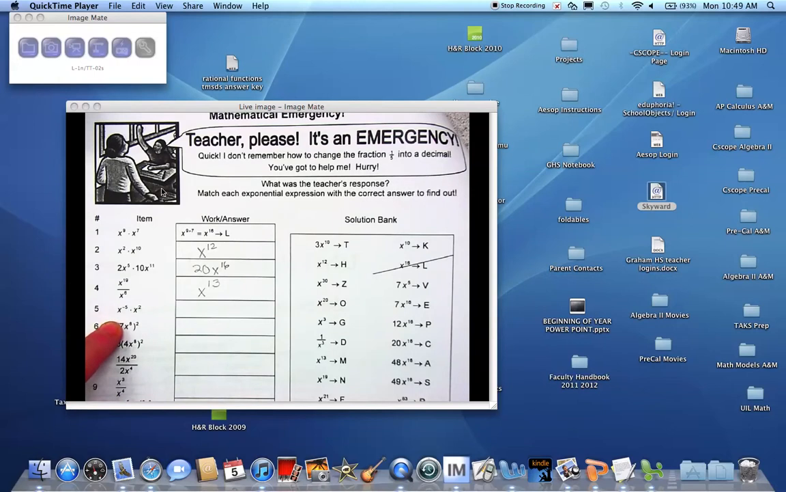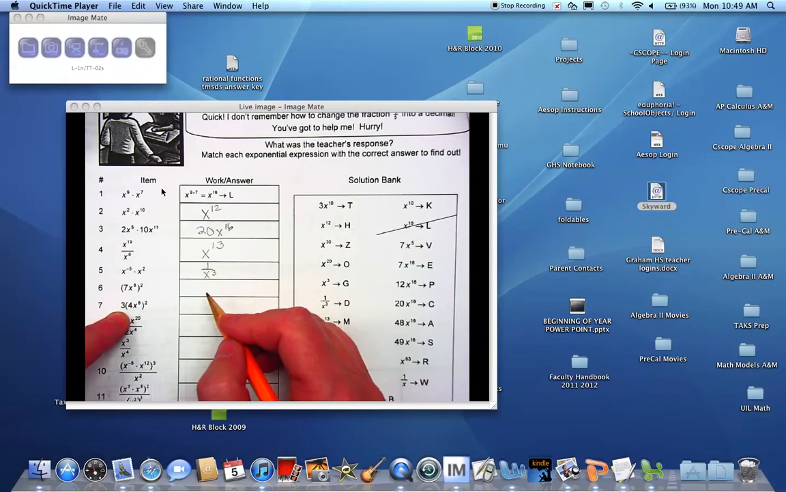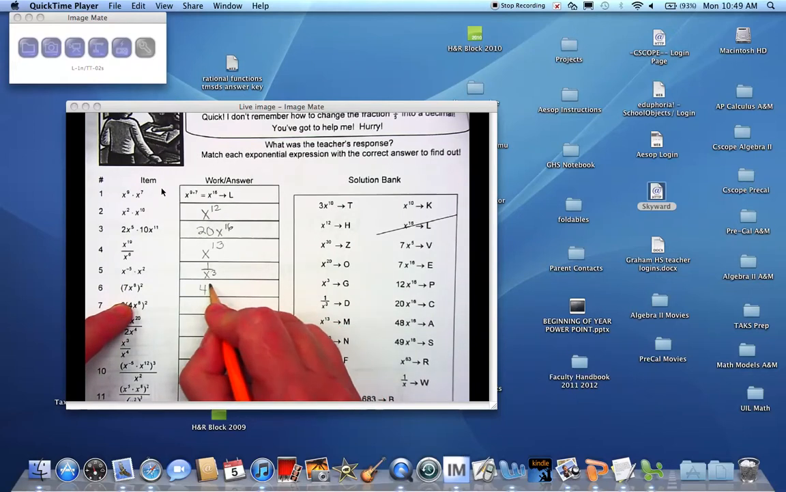Okay. And then number 5, Macy. 1 over x to the 3rd. Good. When you add negative 5 and 2, you get x to the negative 3, and then you put 1 over that to make it a positive 3. Okay. How about number 6, Chris? 49x to the 16th. Good.